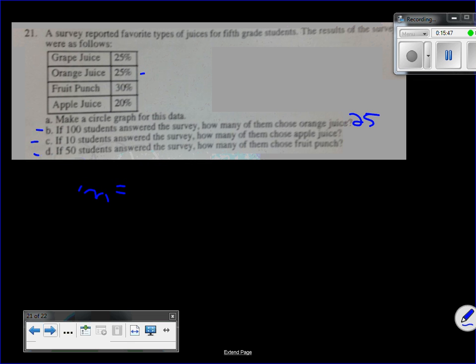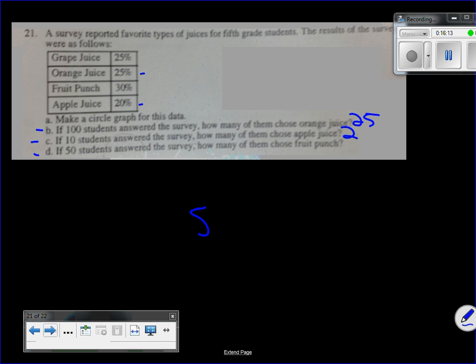Let's do another example here. If 10 students answered the survey, so 10 is my denominator, how many of them chose apple juice? 20% chose apple juice, so I have 20 over 100. How does 100 get to 10? I'm going to divide by 10. 20 divided by 10 gives me 2. So that means 2 students picked apple juice out of 10.